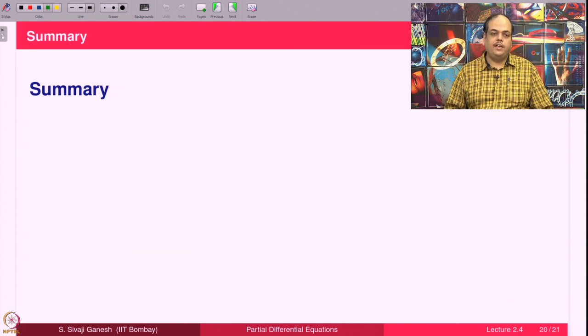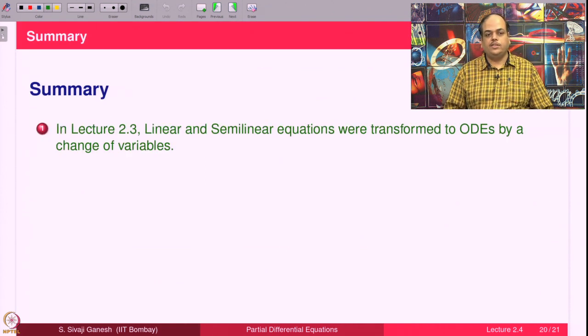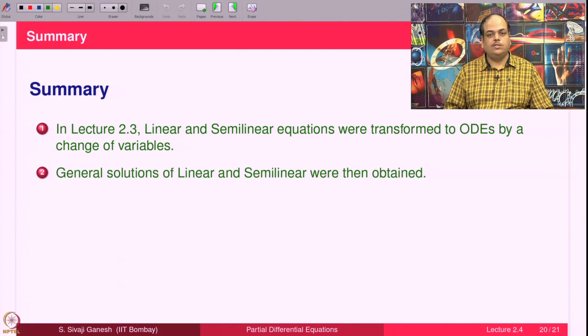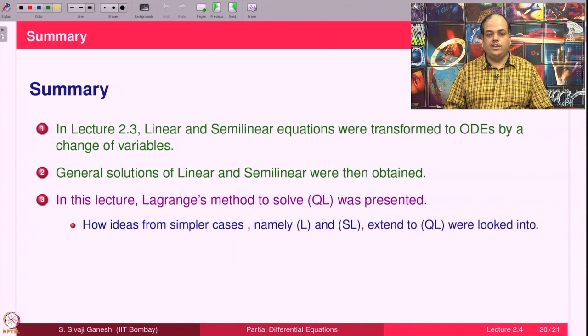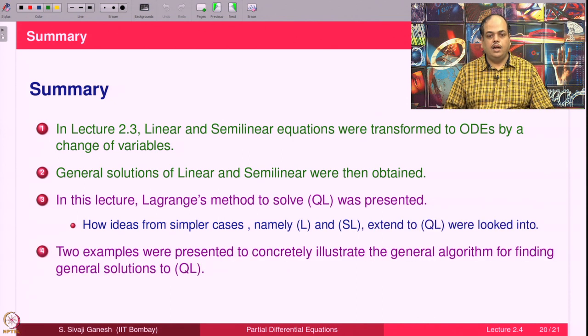So, let us summarize what we did in this lecture. In lecture 2.3, linear and semilinear equations were transformed to ODEs by a change of variables, and general solutions were obtained. In this lecture, Lagrange's method to solve QL was presented. How ideas from simpler cases of L and SL extend to QL were looked into, and we have presented two examples to concretely illustrate the general algorithm which is given for finding general solutions to QL.